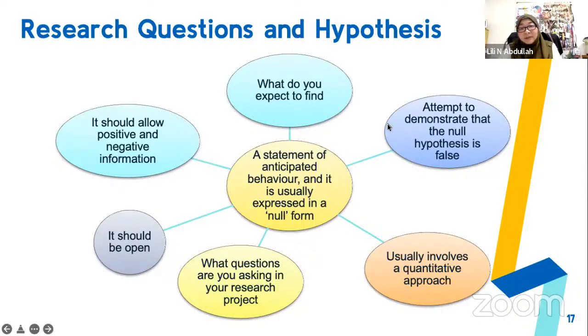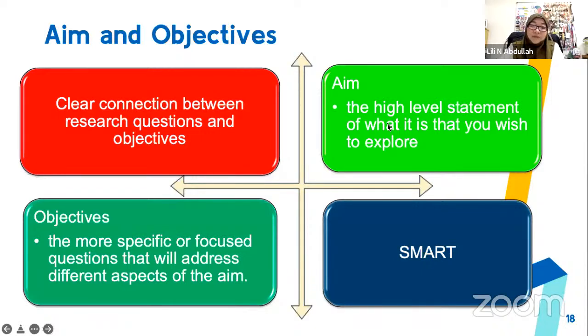Right, the next part will be our aim and objective. So what is the difference between aim and objective? The aim is the bigger umbrella, the higher statement that you wish to explore, the deepfake, right? The objective is how I achieve this aim, how I answer the aim. And a clear connection between research question and objective means that whatever you stated in your research question, there should be a research objective to solve that.